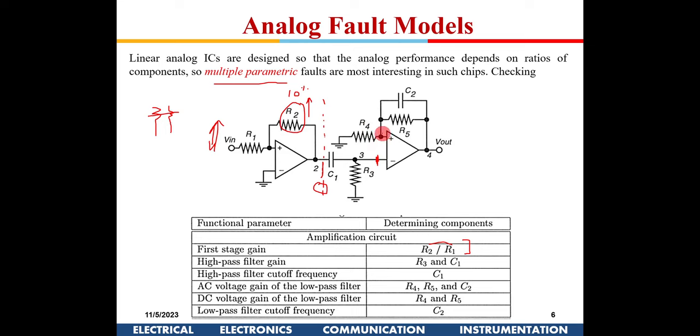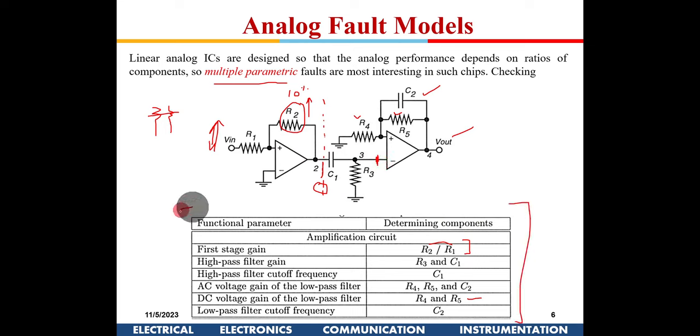Similarly, when this signal is coming to the output, R4 and R5 define the low pass gain, and R4, R5 and C2 together define the low pass, because again this is a low pass integrator, so they will determine the AC gain, right? And the low pass filter cutoff frequency will be decided by C2. So for different points, this is the starting point for us.